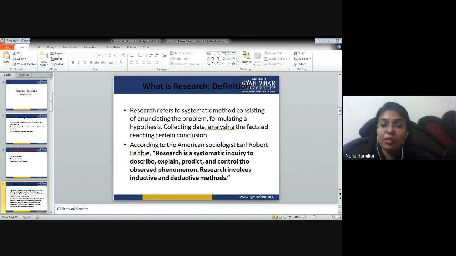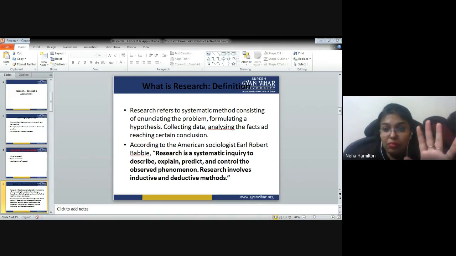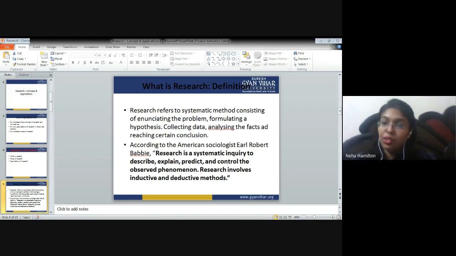Now, according to American sociologist Earl Robert Bellew, what is the definition which is given? We have to be very clear about the difference between definition and meaning, right? If the examiner is asking you the definition of research, please write the exact definition which is given by the researcher. Please write the same words in the same sequence, use the same sentences. If the examiner is asking you the meaning of research, then you can modify the words and explain in your own language. So let us come to the definition of research.